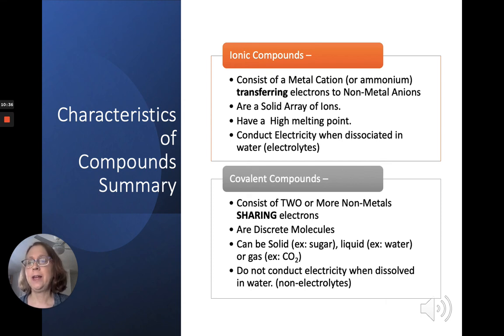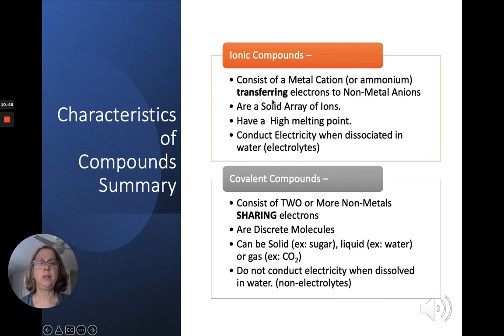So here's a summary that you should know. Ionic compounds consist of a metal cation, or we've talked about this polyatomic ammonium, transferring electrons to non-metal anions. They are solid arrays of ions. They have high melting points, and they can conduct electricity when dissociated in water. That's called electrolytes. Covalent compounds consist of two or more non-metals sharing electrons. They are discrete molecules. They can be solid, liquid, or gas, and they do not conduct electricity when dissolved in water. They are called non-electrolytes.